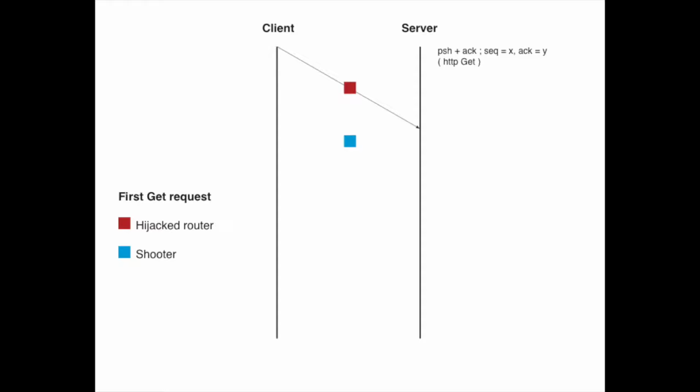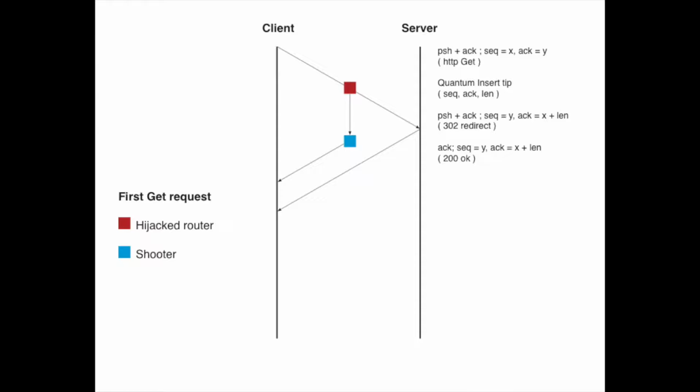In this illustration, we can see what Quantum Insert would look like. Typically, Quantum Insert involves TCP hijacking after the TCP handshake when the target makes their first GET request. As stated in previous paragraphs, the hijack router tips off a shooter, and then the shooter beats the response back to the intended server, and at that point, we're able to hijack the TCP stream.